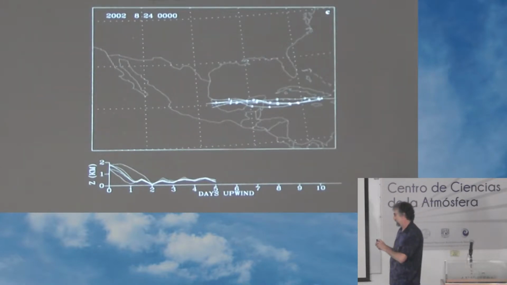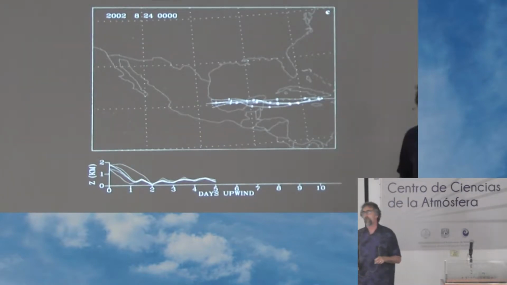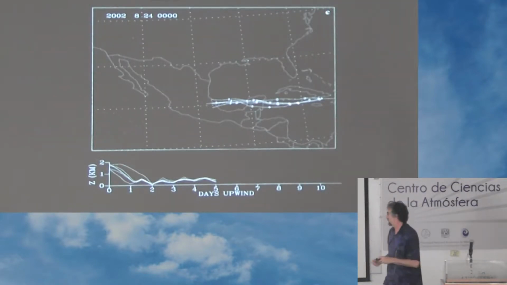So in this case, I did the same thing. I calculated the trajectories for a grid of points. These are, in this case, back trajectories, so the air is moving in this direction. And all of the trajectories look more or less the same. Again, indicating that the meteorology is uncomplicated and you can put confidence in the trajectories.